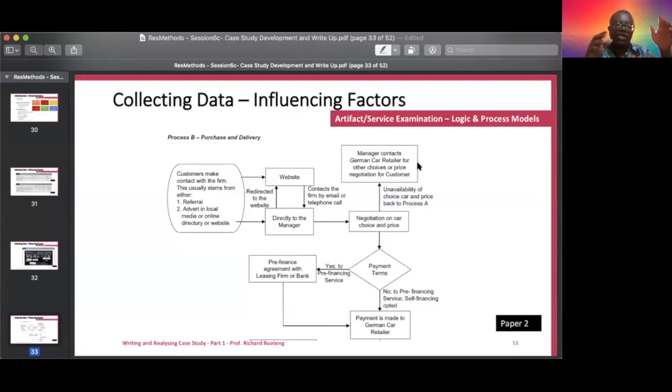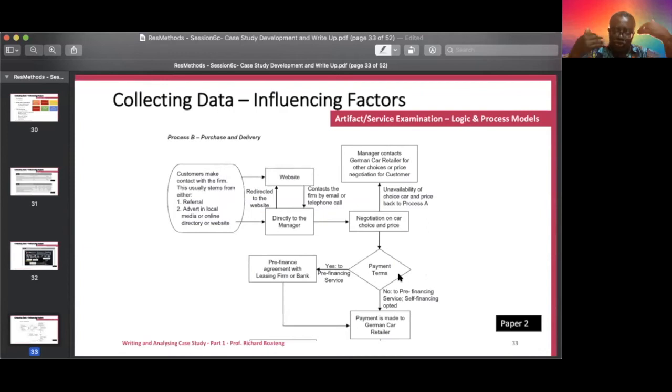For example, the car starts from process A, B. The customer finds the car, as it goes in to the website or directly to the manager, then it goes into negotiation. The manager contacts somebody abroad. The person abroad brings the car, the concept, and the negotiation is done. And then when the negotiation is done, the payment terms are agreed to, the car is then shipped to the country. So it just talks to you about the logical flow of information and decision-making through the process.